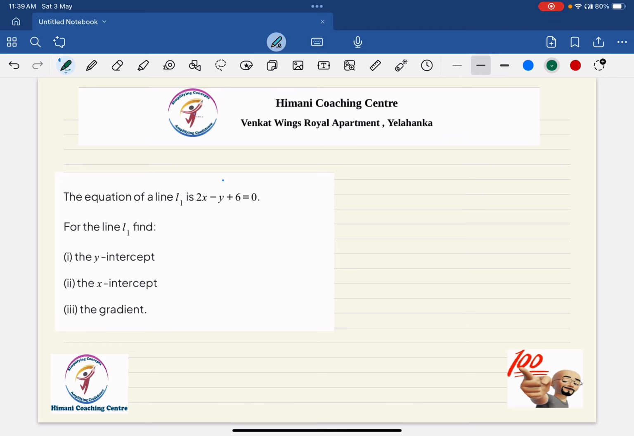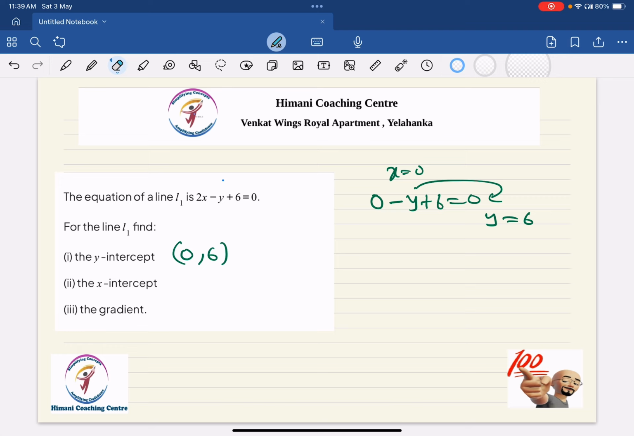Now, let us find the y-intercept. So what am I doing? I am putting x equals 0. So I will get 2 into 0, 0 minus y plus 6 equals 0. Or I can say I take minus y to this side, so y equals 6. So the y-intercept is (0, 6). We always write the x coordinate first and the y coordinate later.